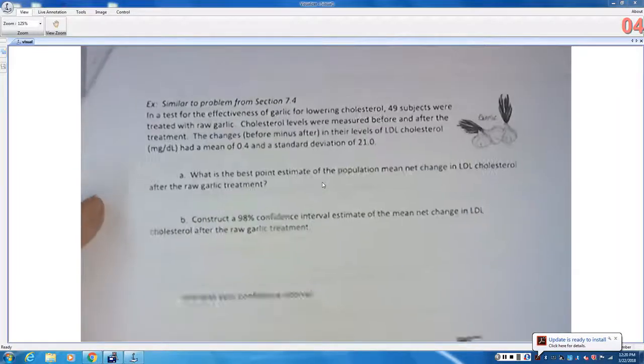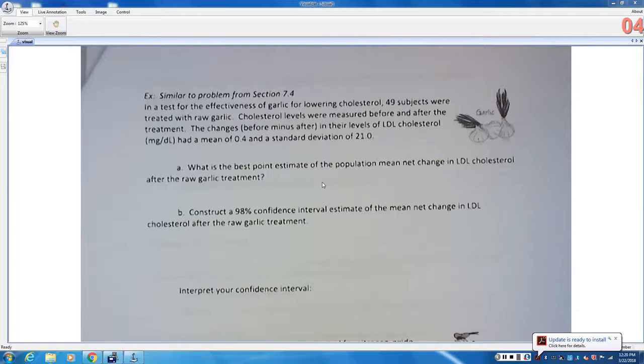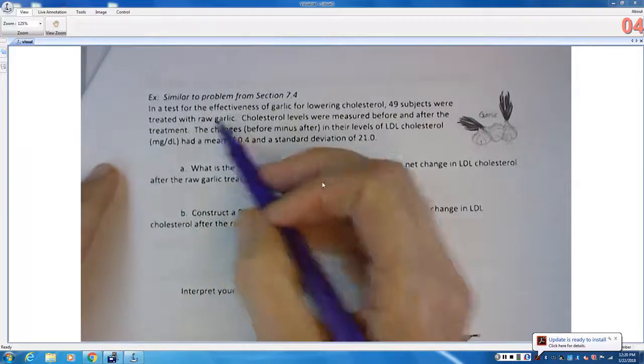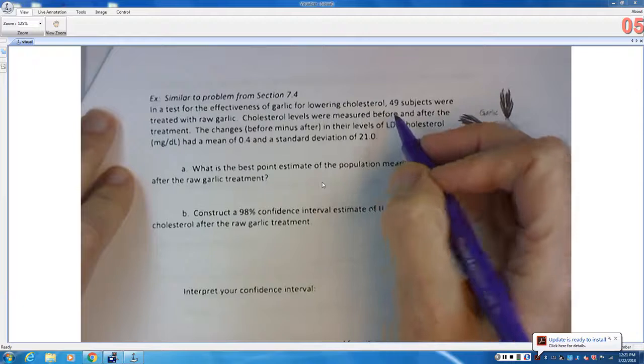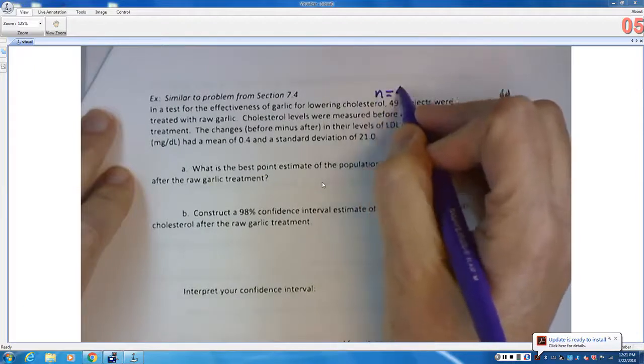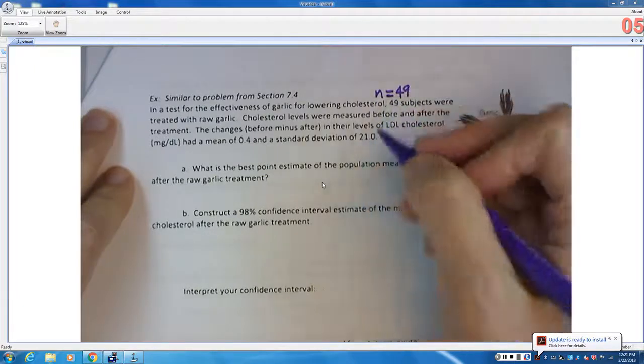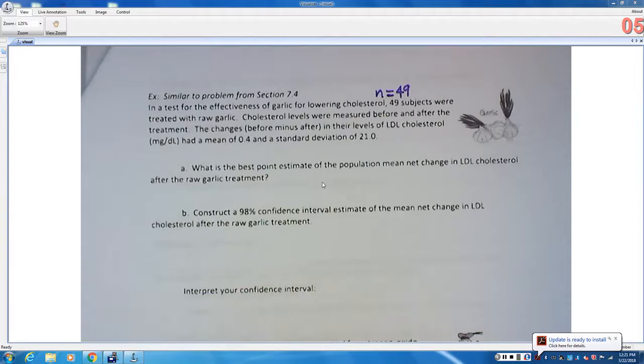So now we're going to do the next example. These are all examples about mean, but you should always ask, is it a mean or a proportion? Because we're only doing means and proportions in this chapter. So, in a test for the effectiveness of garlic for lowering cholesterol, 49 subjects. So this is n equals 49. And we call the people that participate in an experiment subjects.